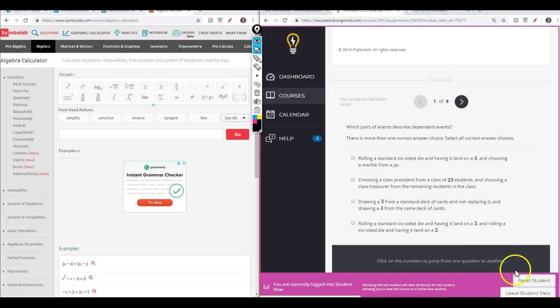So, rolling a standard 6-sided die and having it land on 4 and choosing a marble from a jar. Rolling a 6-sided die is not going to affect what happens with the marble.